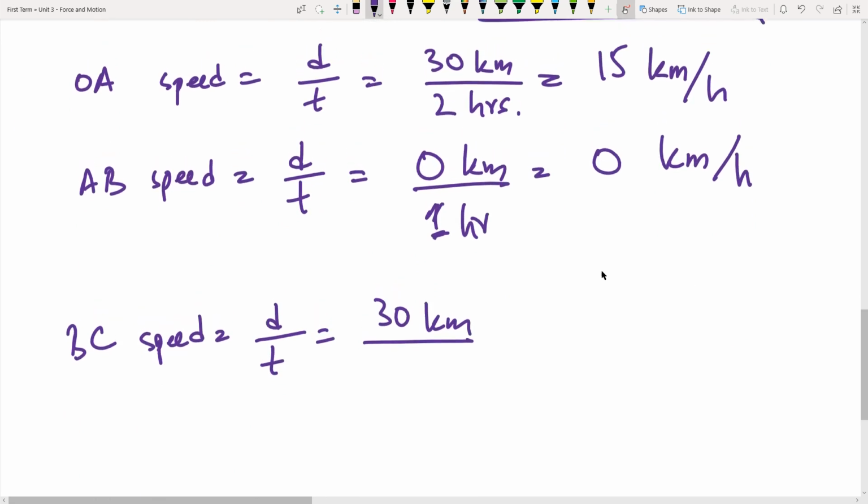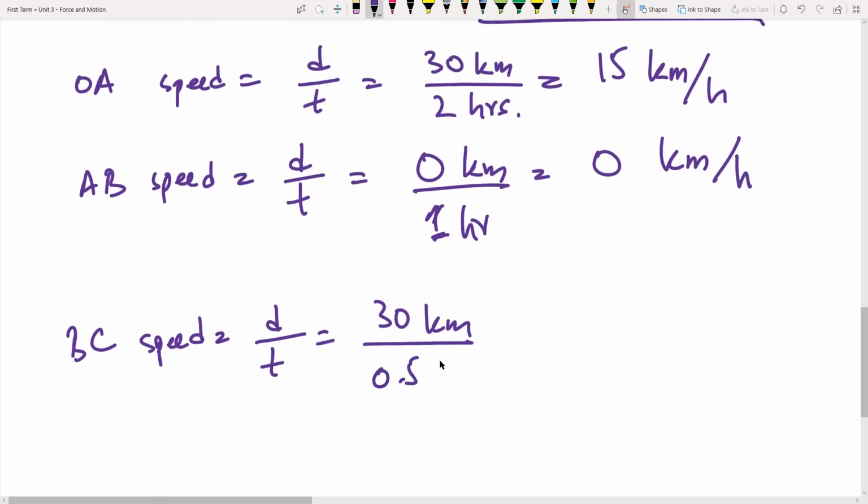So 30 minutes, or what we can say, 0.5 hours, right? Since we are doing kilometers per hour, we need to keep the unit the same for all to compare, right? I cannot just compute this over minutes. It would be wrong because I need to make the units consistent. So 30 divided by this makes it 60 kilometers per hour.